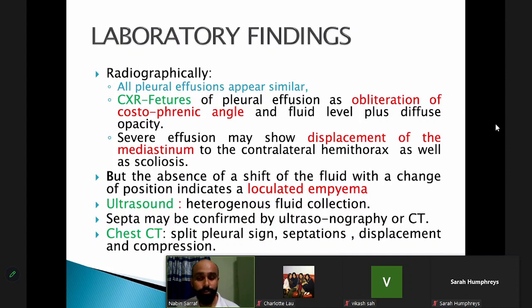When we do the ultrasound, we can see a heterogeneous fluid collection, and sometimes the septa may be confirmed by ultrasonography, or CT is used for confirmation of septa formation. And when we do the chest CT, we will see the split pleural sign, septation, and displacement and compression of the lungs and lung tissues.